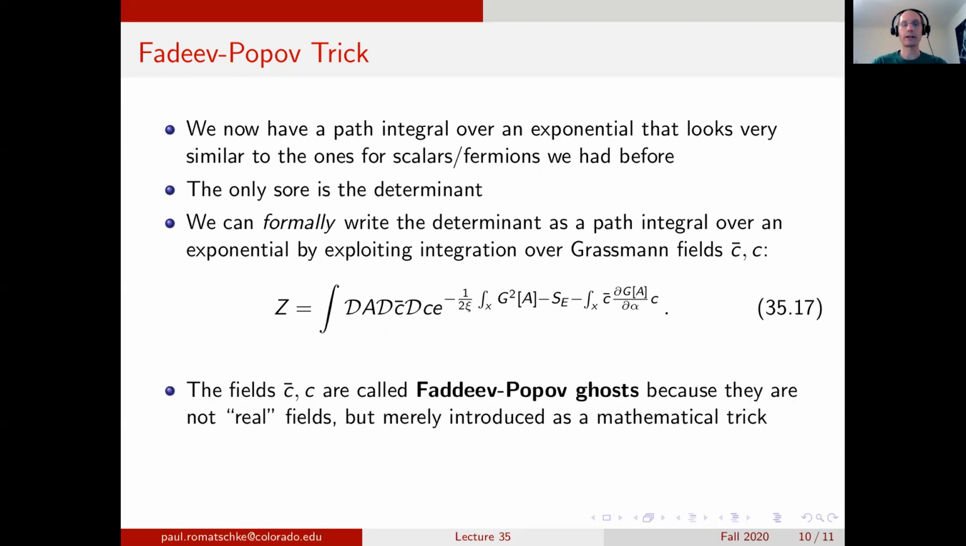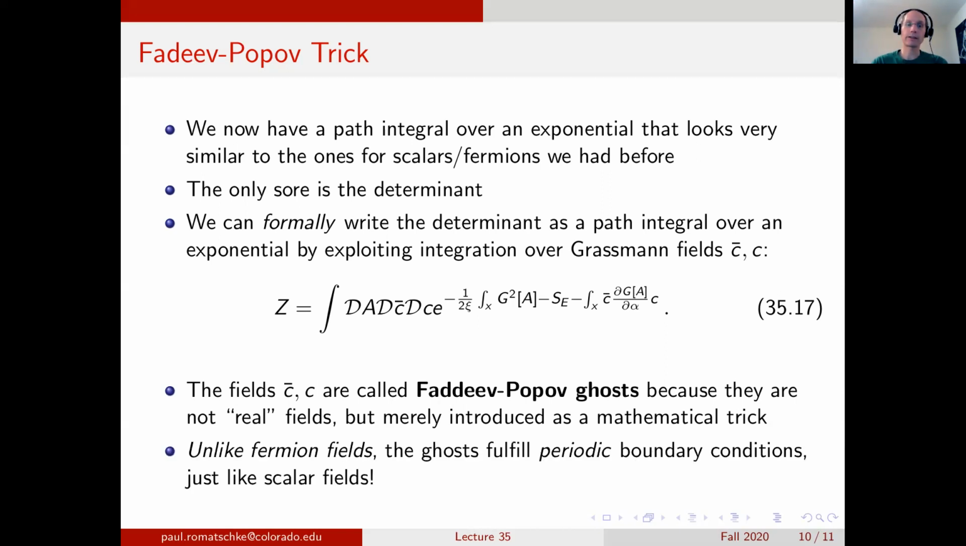These new fields, c bar and c, are called Faddeev-Popov ghosts, and they are not real fields because they really just come from this mathematical trick of writing the determinant in terms of an exponential. Unlike the fermion fields, the ghosts are Grassmann, but they fulfill periodic boundary conditions in the time-like directions. So just like scalar fields, but they are anti-commuting. So they are sort of a field that is not really realized in nature. It is not a real field. That's one of the properties that they have. They are called ghosts partly for this reason.